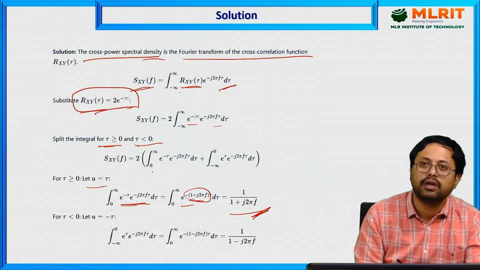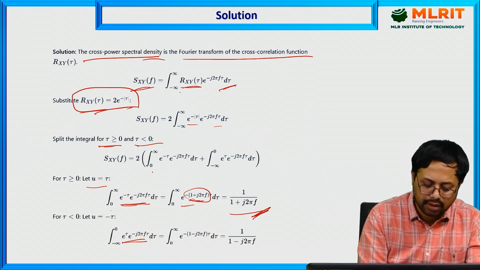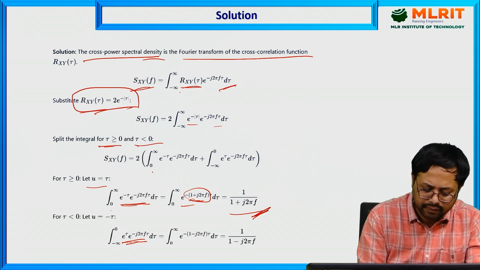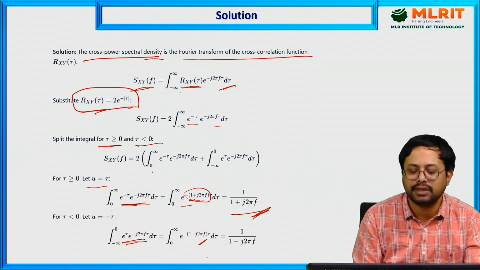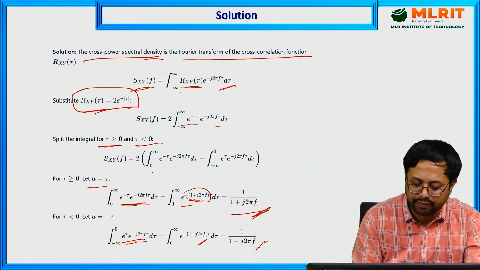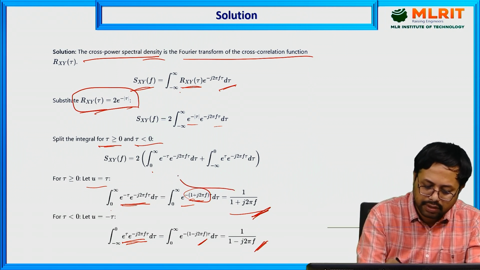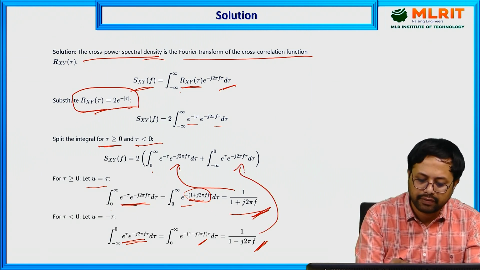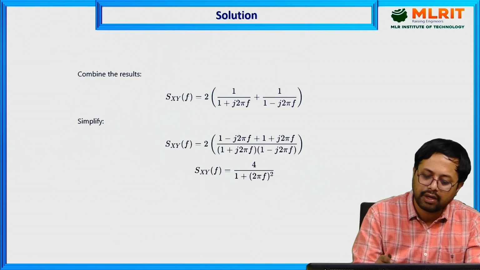Now similarly, you will solve the second term. Again you have exponential terms, and you can add the powers. If you take 1 minus j 2 pi f times tau, then you get 1 by 1 minus j 2 pi f. You have got the two terms. Substitute the first term in the first relation and the second term in the second relation. Then you will get the resultant of both the terms.